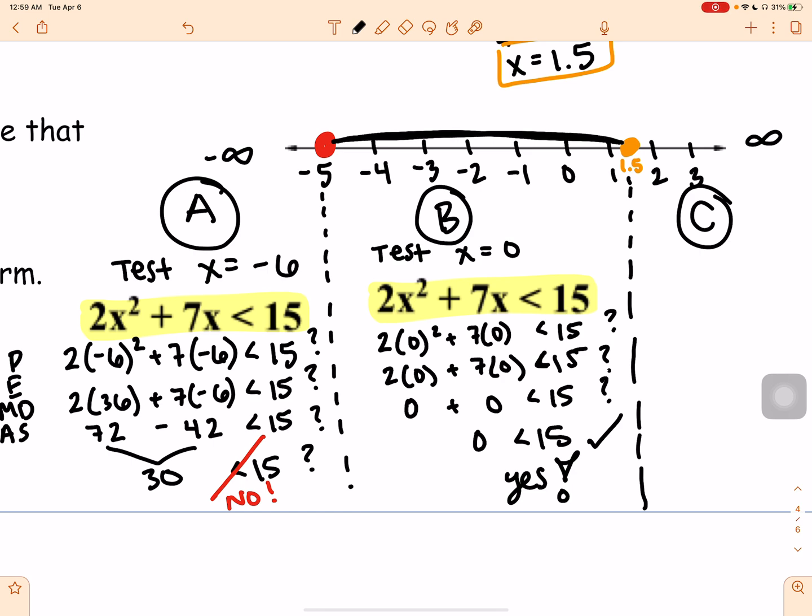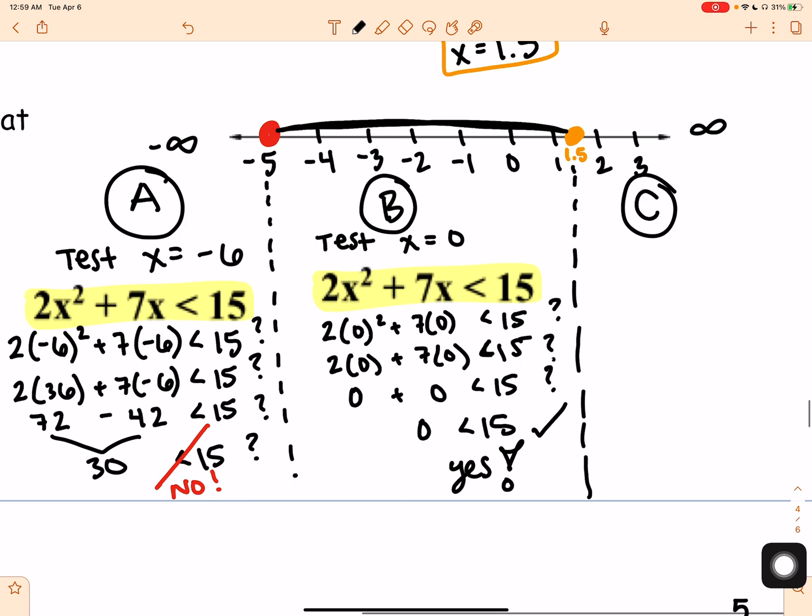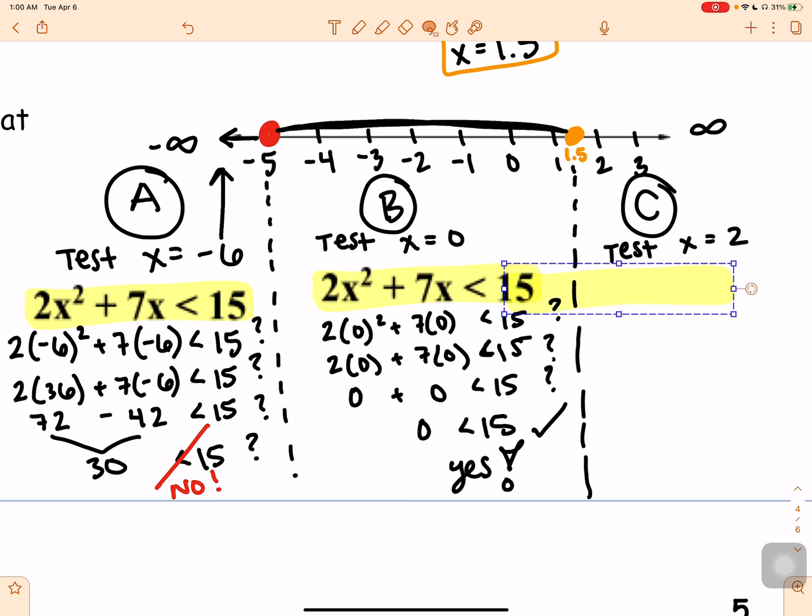Okay, just to be extra safe, let's go ahead and test something in section C. I'm just going to test my lowest whole number, which is 2. That is over here in section C. Even though you guys don't see this -6 over here on the line, we know that this is an arrow, so it's going to be all the possible numbers below -5. So that's how I knew I could test -6, just in case that confused anybody. So here we're going to test x equals 2. And let's see if it's true or not.